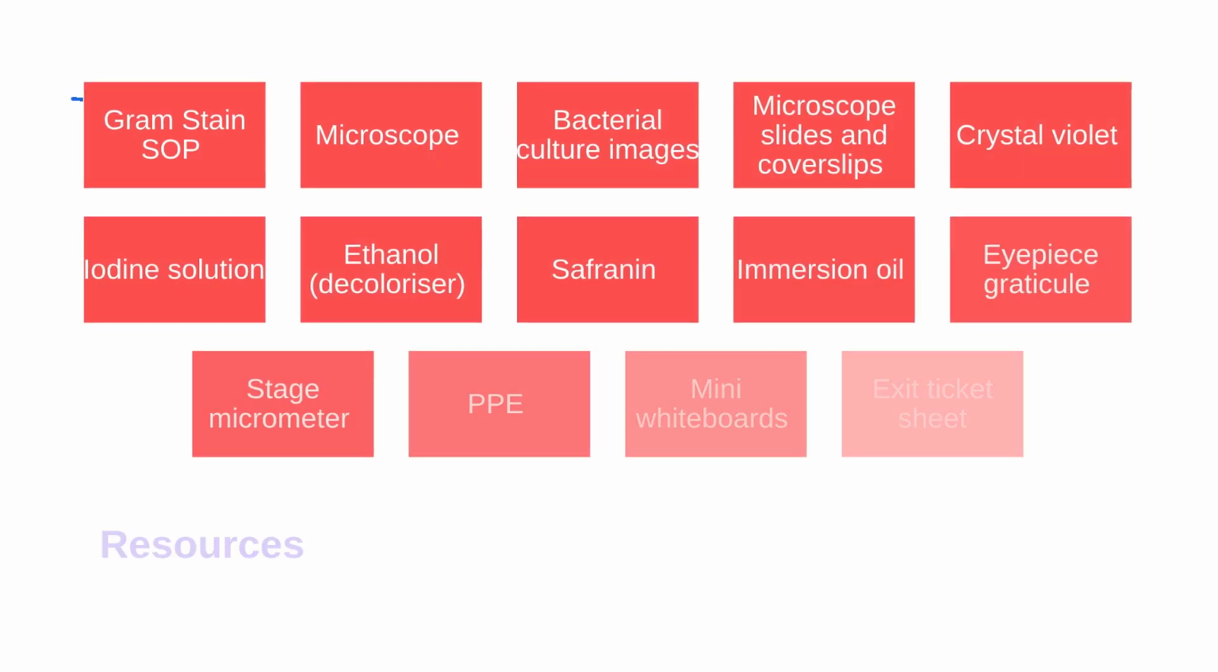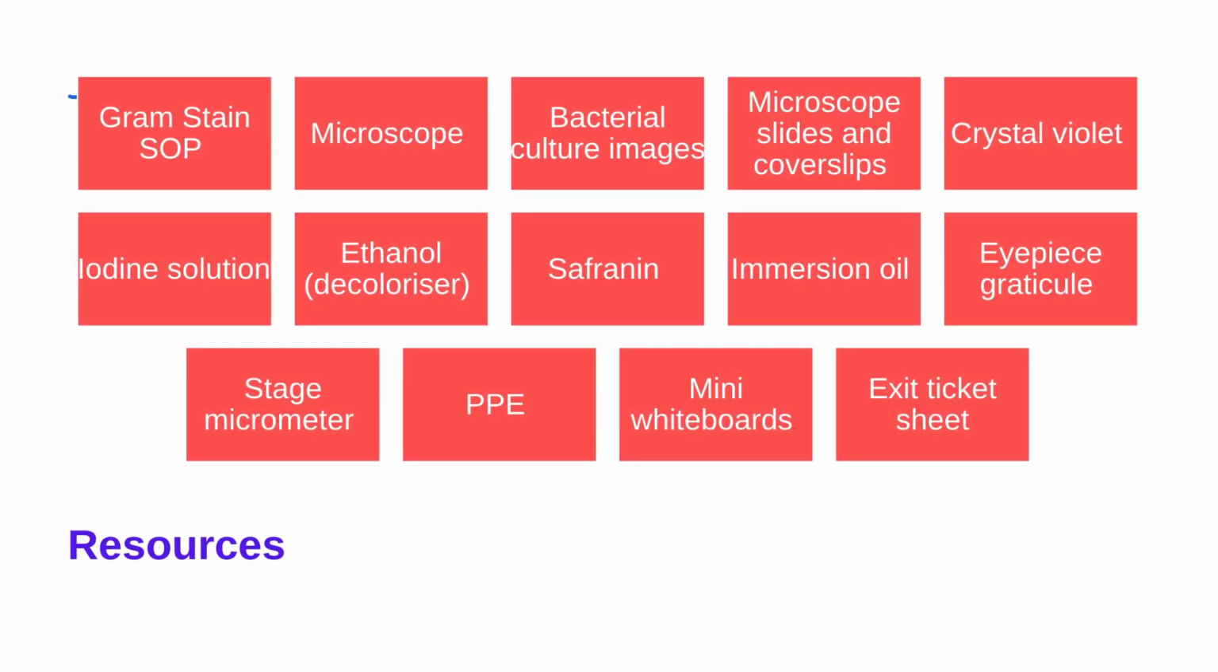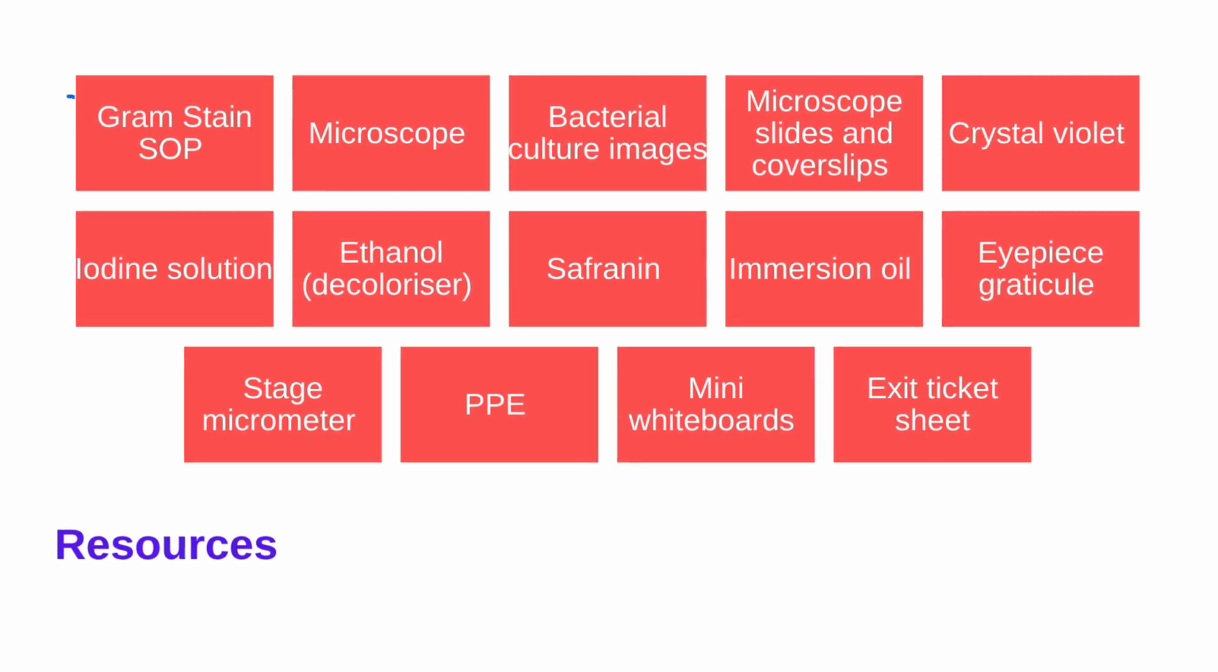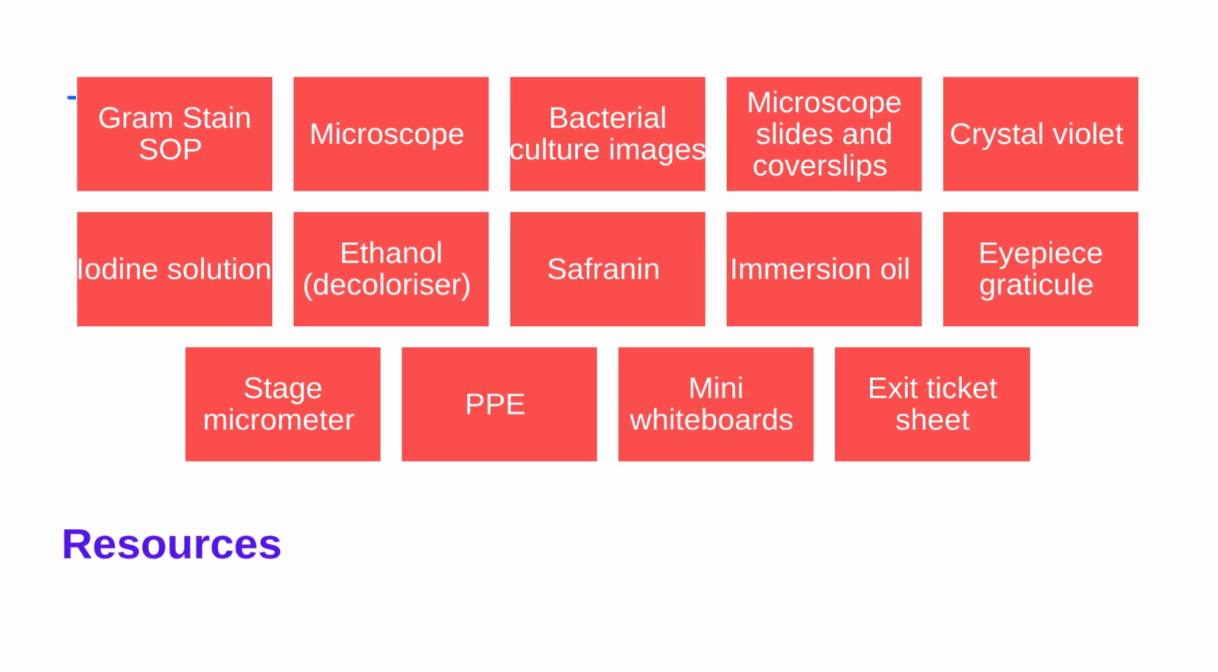For today's lesson, you will need a range of microbiology resources, including the gram stain SOP, microscope, bacterial culture images, slides and cover slips, staining reagents, immersion oil, calibration equipment, and appropriate PPE. These are the same types of resources used in professional laboratories to ensure scientific work is carried out safely, accurately, and consistently.